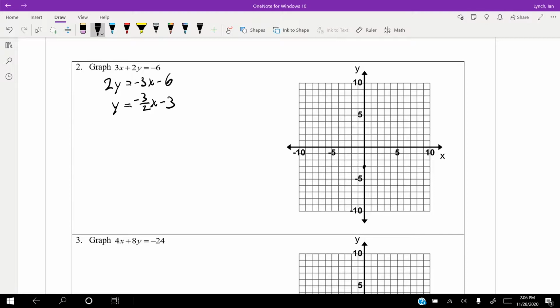Now, negative 3 halves, it's rise over run, which means I'm going to go down 3 and right 2. Down 3, right 2. Okay. Now I'm going to go left 2 and up 3. Left 2 and up 3, left 2 and up. I think that's 3. I lost count.